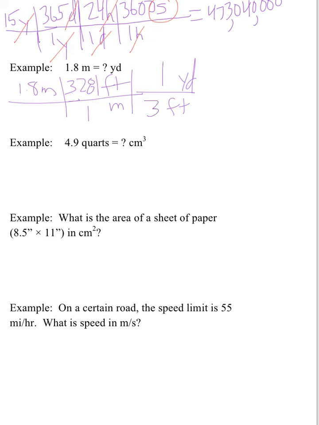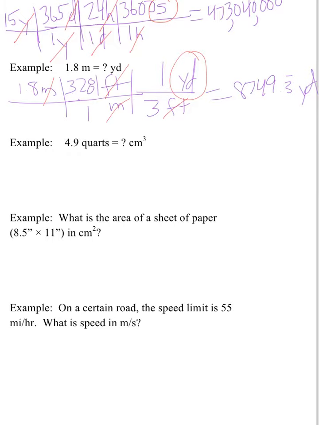So let's double check that my units cancel out. Meters cancels out. Feet cancels out. I have yards left. So my answer is 1.8 times 3.281 divided by 3. And I get 1.9686 yards. Okay.